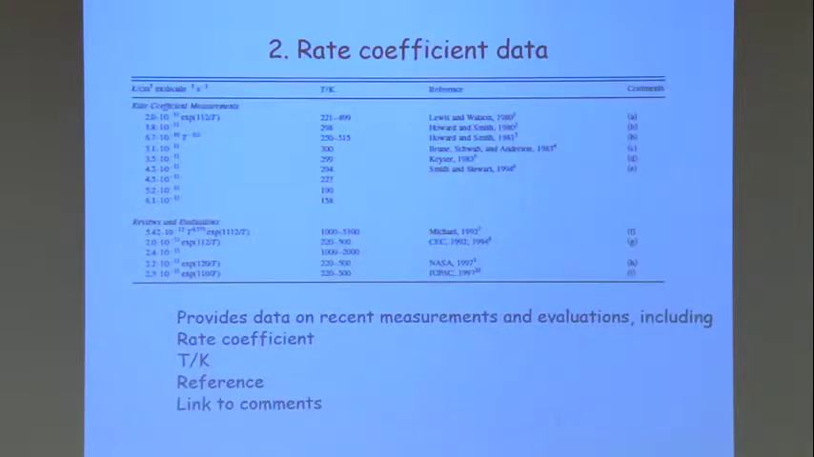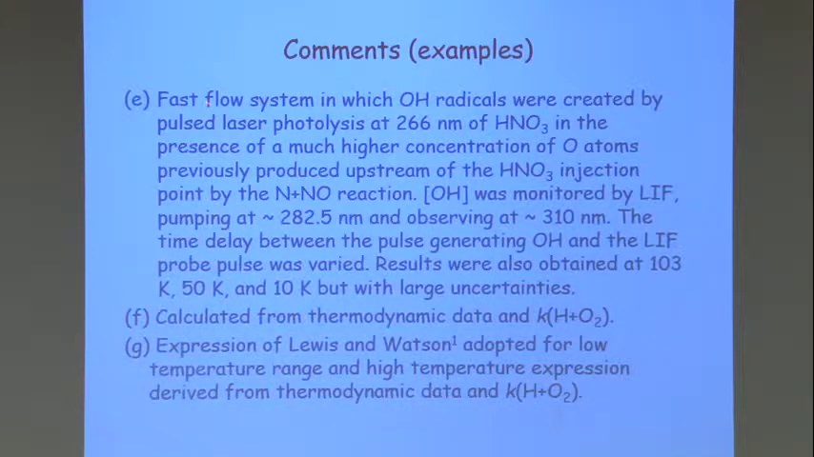So talking about determination E here, it says fast flow system in which OH radicals were created by pulse laser photolysis of nitric acid in the presence of much higher concentrations of oxygen atoms, which were previously produced upstream of the HNO3 injection by the N plus NO reaction. OH was monitored by LIF, and the time delay between the pulse generating the OH and the LIF probe was varied. So this is related to one of the methods that I showed you on Tuesday for this specific reaction.